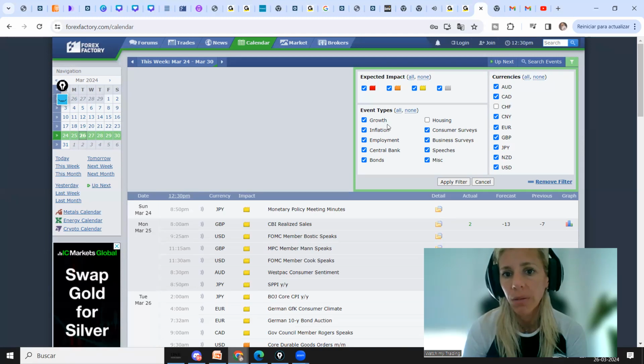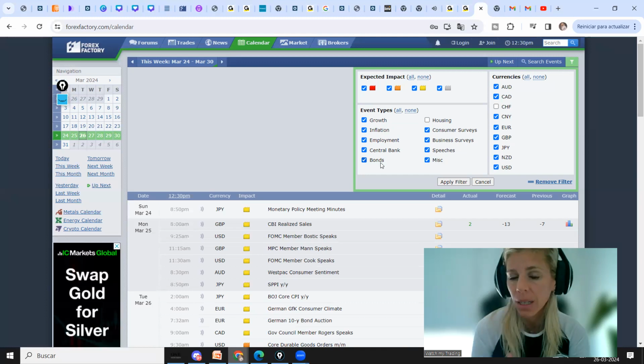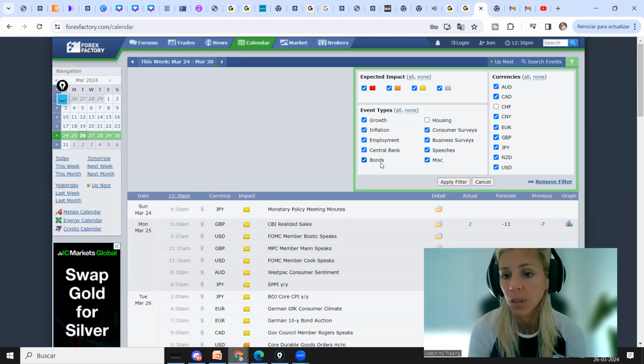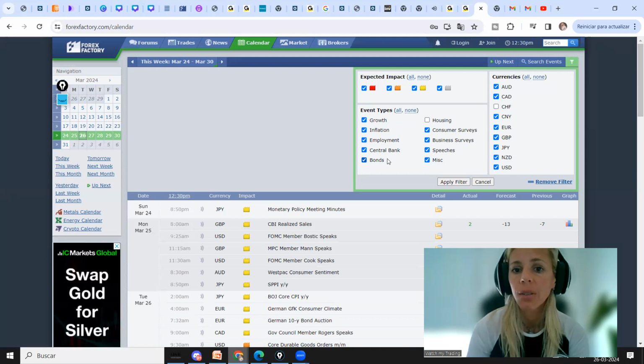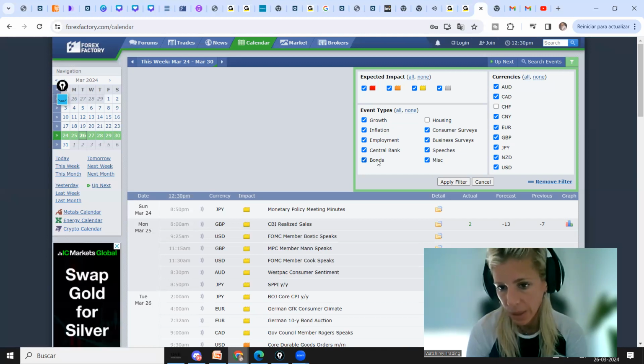For example, on event types, you want to know growth, you want to know inflation, employment, central bank, bonds. Today, it is important to know what is going on with the bonds of the US. So you may want to know when the auctions of bonds are out in the market. That publication might be of impact. Okay. And then you don't need housing, consumer surveys, business surveys, not really. Speeches are important, miscellaneous, we don't really care.